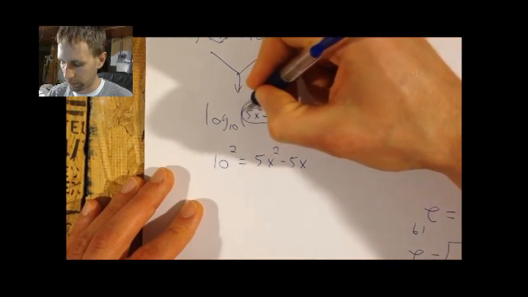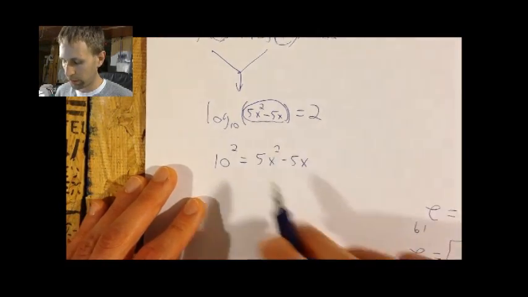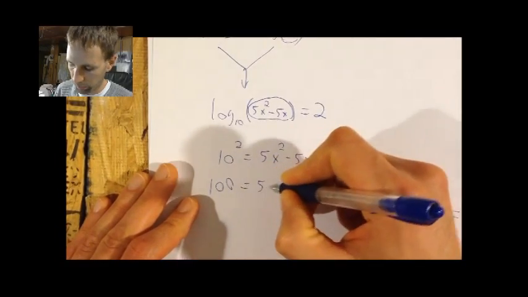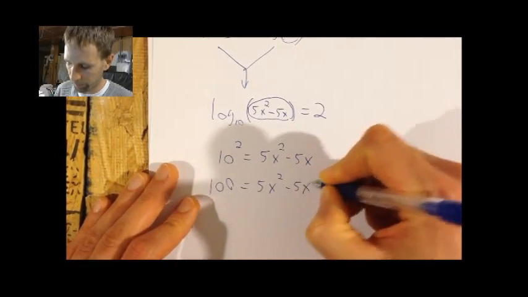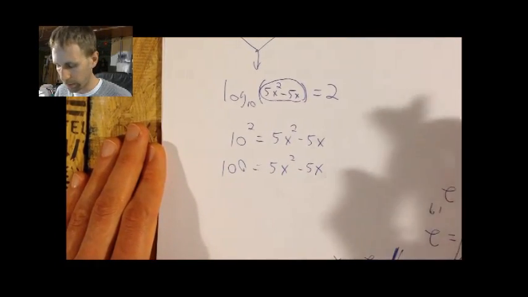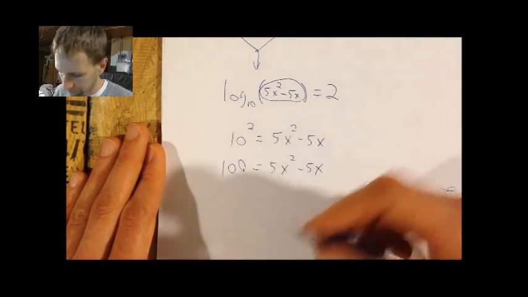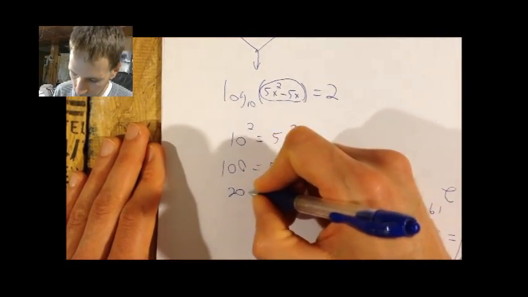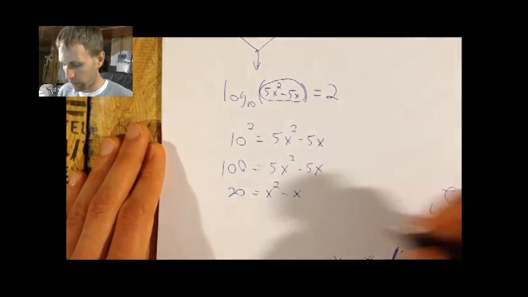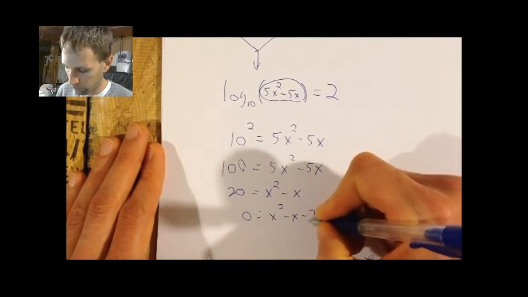So we want to isolate this. The way that we do that, this is 10 squared is this. So this is how this works out, and that's 100 equals 5x squared minus 5x. And the hard work is done because from here it's just a regular algebraic equation. You would divide both sides by 5, so we get 20 equals x squared minus x. Bring over that 20. 0 is x squared minus x minus 20.